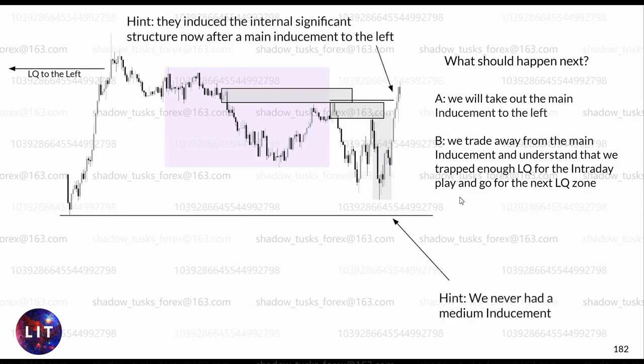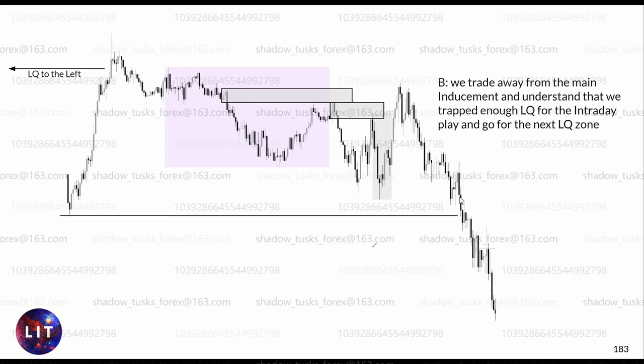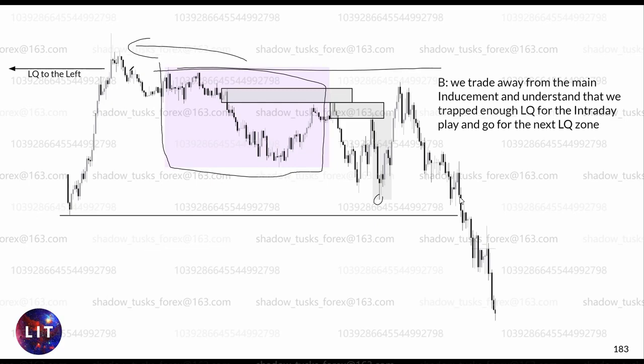There you go. So hint, we never had an inducement here. Another hint, they induced high now, the internal structure being induced high now. And of course, we had our inducement in here. So guess what's going to happen? We finish, of course, the cycle like this. And that's where thinking out of the box, always looking to the left, will help you significantly as well. Because again, you may think, oh, it should induce Asia high here. But again, the overall play makes a lot of sense.